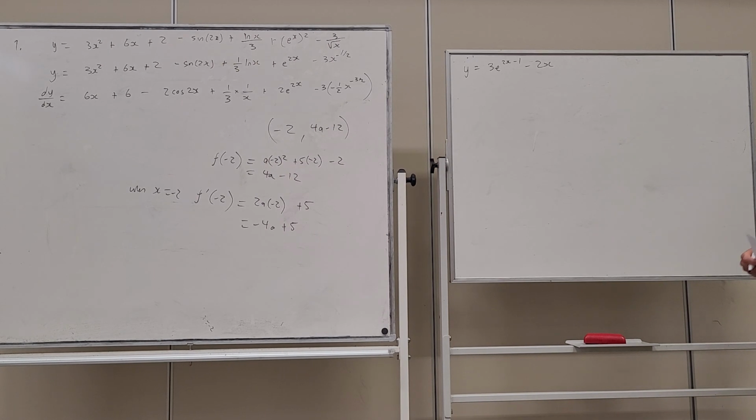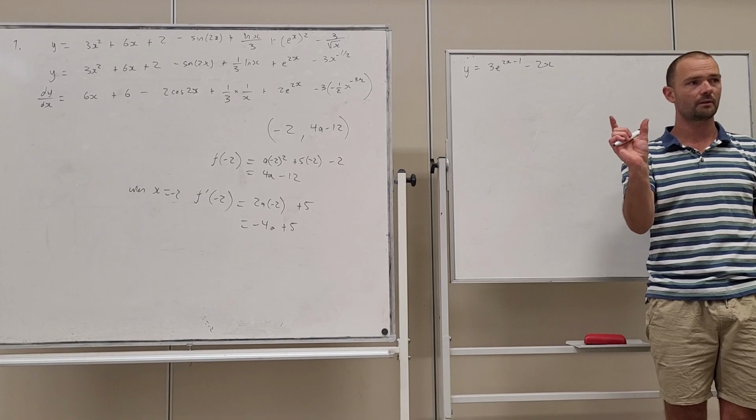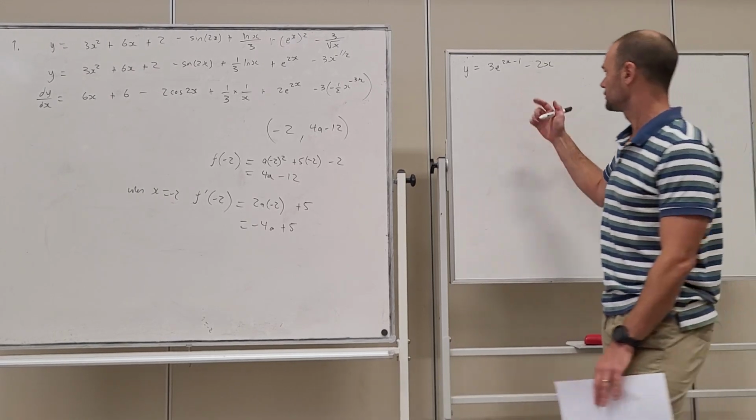Horizontal slope means the slope is 0. It's not increasing, it's not decreasing. So we need to find the slope function. Find the derivative, make it equal to 0, solve for x. That's all we're going to do here.